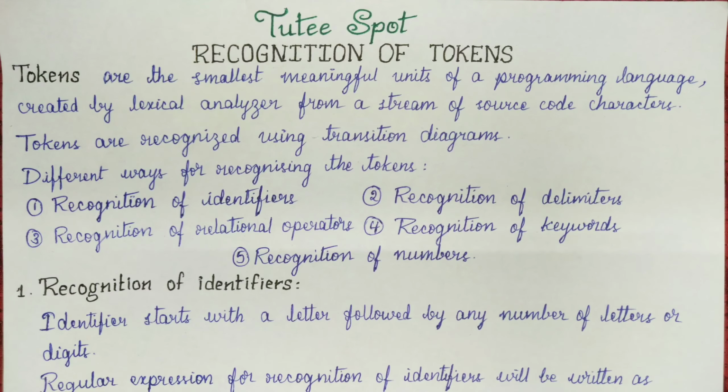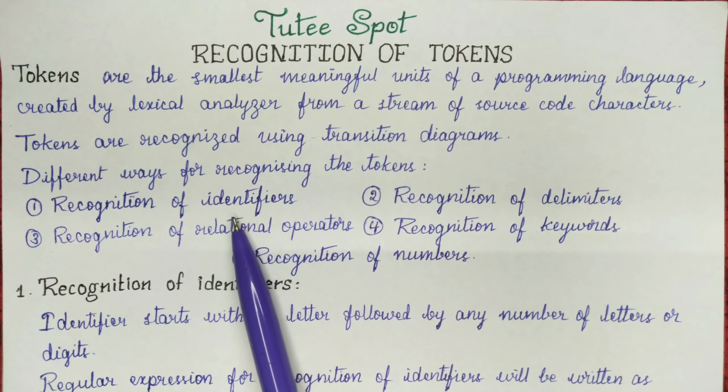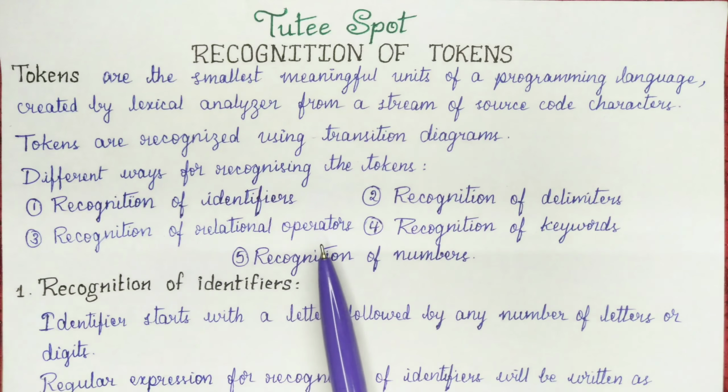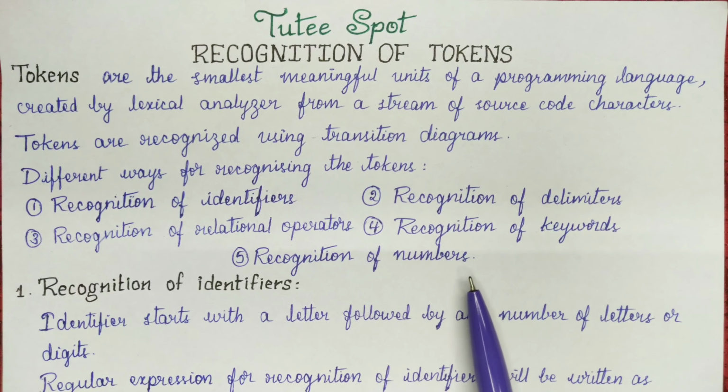Coming to the matter of recognition of tokens, these tokens are recognized using transition diagrams. So let's have a brief look into the topic. We have 5 different ways for recognizing the tokens. They are: first, recognition of identifiers; second, recognition of delimiters; third, recognition of relational operators; fourth, recognition of keywords; fifth, recognition of numbers. Let's see one after the other and draw the transition diagrams.